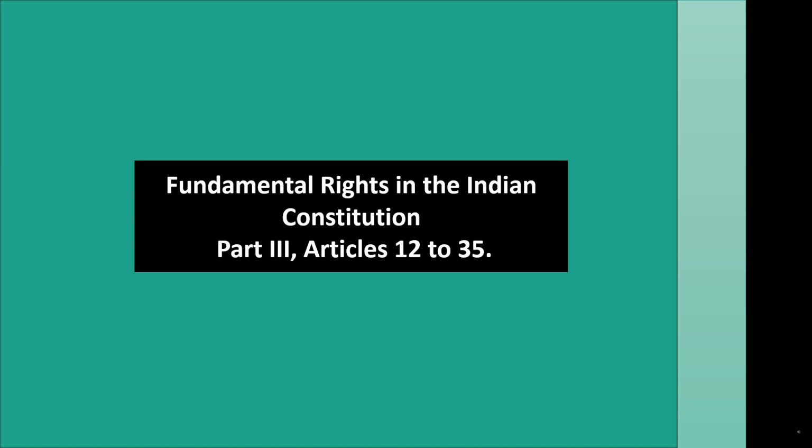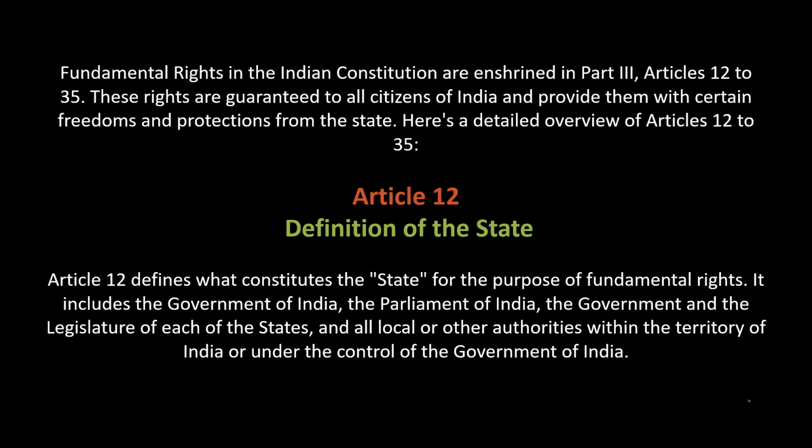Fundamental rights in the Indian Constitution. Part 3, Articles 12 to 35. Fundamental rights in the Indian Constitution are enshrined in Part 3, Articles 12 to 35. These rights are guaranteed to all citizens of India and provide them with certain freedoms and protections from the state. Here's a detailed overview of Articles 12 to 35.